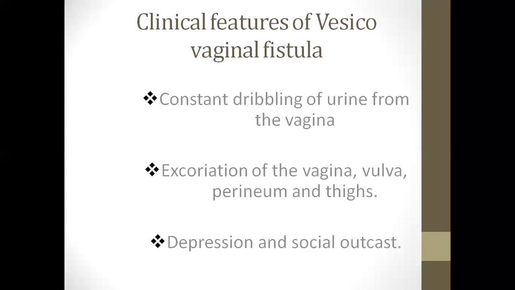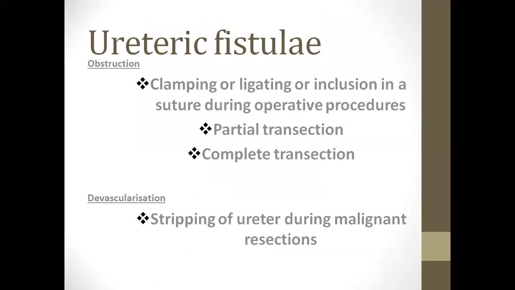Clinical features of vesicovaginal fistula: constant dribbling of urine from the vagina, excoriation of the vagina, vulva, perineum and thighs, depression and social outcasting. That means the woman can't attend social activities and she will have depression because of the ammoniacal smell whenever she goes into society.